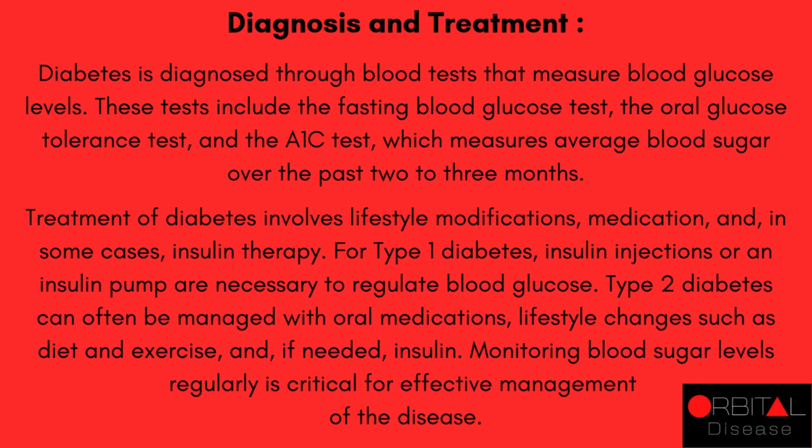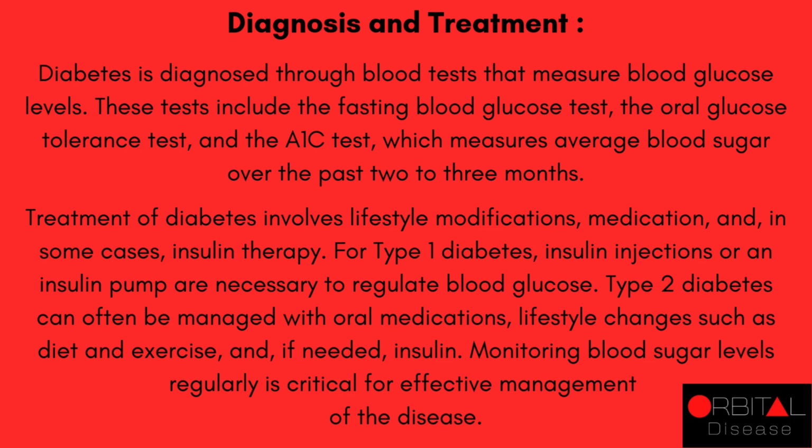Diagnosis and treatment. Diabetes is diagnosed through blood tests that measure blood glucose levels. These tests include the fasting blood glucose test, the oral glucose tolerance test, and the A1C test, which measures average blood sugar over the past 2 to 3 months.